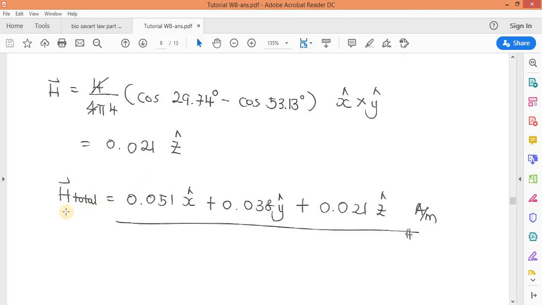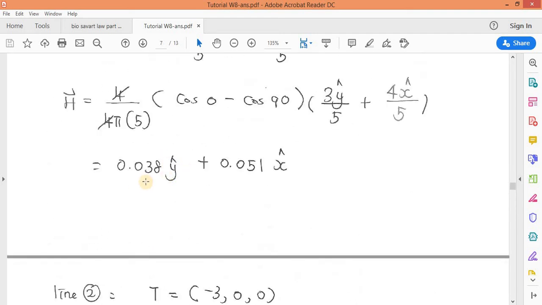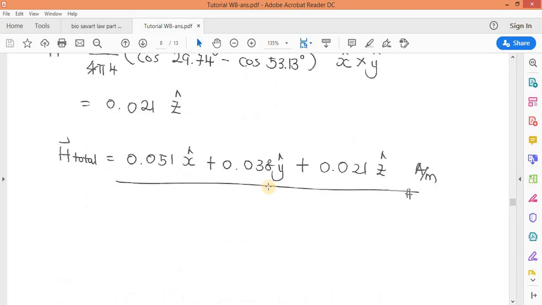Okay, in order to find the total H, same like the previous exercise, you have to add them up. Just find the summation of the magnetic fields, this one plus this one. You get this one as your total magnetic field.